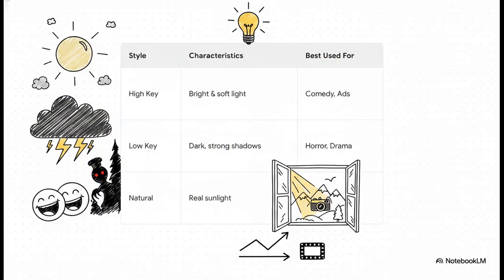But hey, what if you want to totally flip the mood? Let's contrast some different lighting styles. High-key lighting gives you this bright, super soft light with barely any shadows. Picture the bouncy, vibrant look of a comedy movie or a slick TV ad. Now contrast that with low-key lighting. This is intentionally dark with strong, heavy shadows. If you're shooting a horror scene or a gritty drama, this is exactly the dramatic mood you're looking for. And then there's natural light, which simply uses real sunlight to give you that authentic, documentary-style outdoor feel.